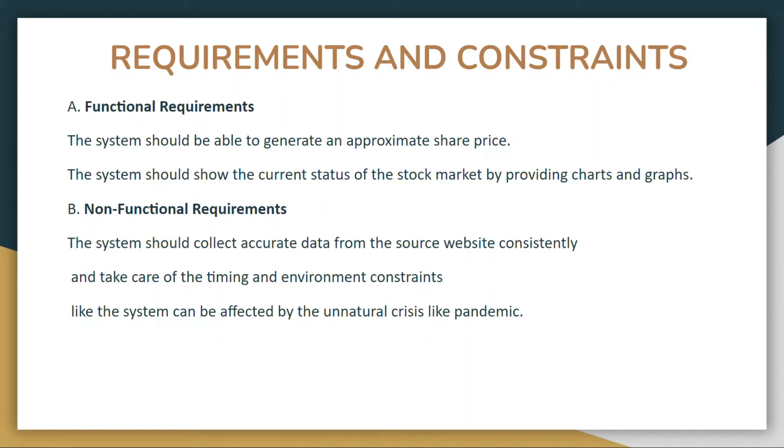While in the case of the non-functional requirements, the system should collect accurate data from the source website consistently and also has to take care of timing and environmental constraints. For example, the system can be affected by unnatural crises like a pandemic, a change of government, or a fall in GDP. Now, Abhishek will explain the tools and technology.